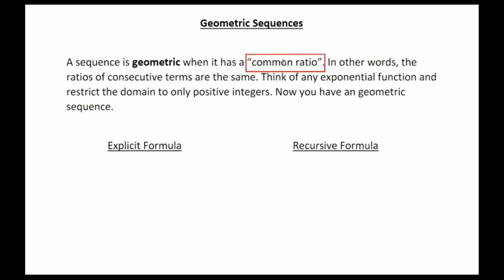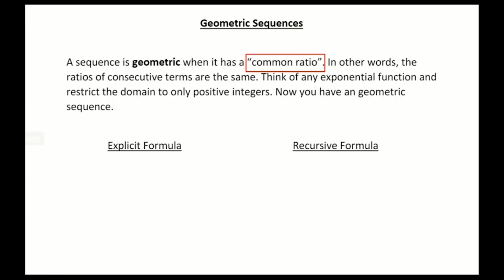So the arithmetic sequence had a common difference, where if you subtract the consecutive terms, you would get the same number. A common ratio means that if you divide the consecutive terms, you get the same number. So in other words, instead of adding the same amount every time, in the geometric sequence, you are multiplying the same amount every time. You can kind of think of it like an exponential function, where you have this number that you're multiplying over and over again, and that number is going to be called the common ratio.